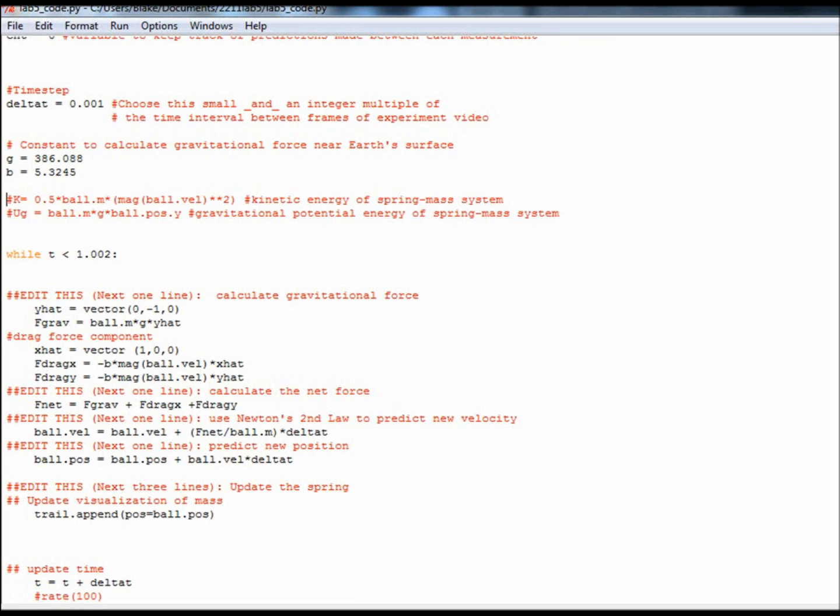Because the force of drag is not the same in all cases, I found a constant b, such that the model and the actual motion are the same. B is defined right here. Once I had the constant b, I added the drag force to the net force equation. The motion of the model and the actual motion matched.